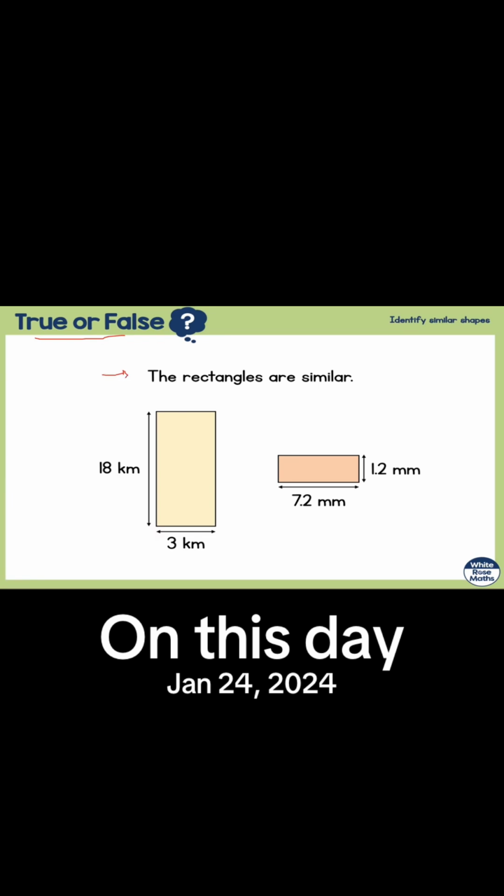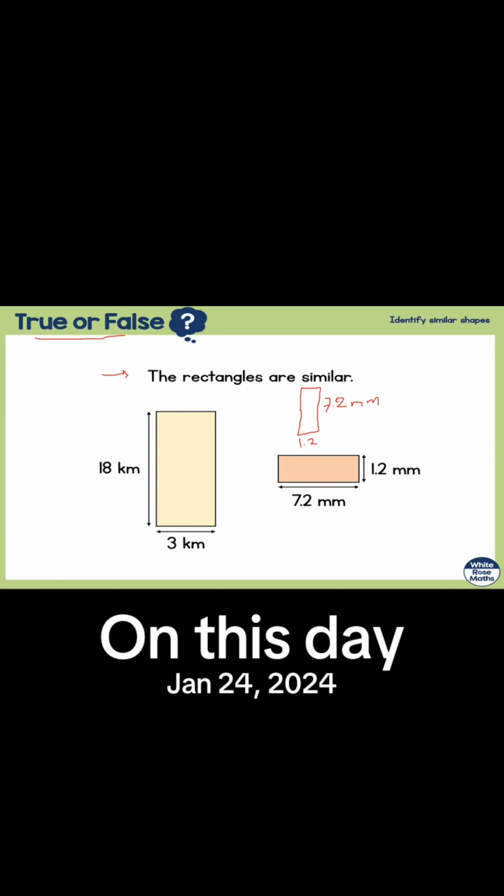Well, to work this out, guys, I've got to work out a scale factor which goes from one rectangle to the other. I can see here that if I flip this shape, so it's vertically like this, it is 1.2 by 7.2. Now, I'm going to be very careful here because the units here are actually different. So I need to change it so it's in the same units. So, to go from kilometers to millimeters, be very careful here.